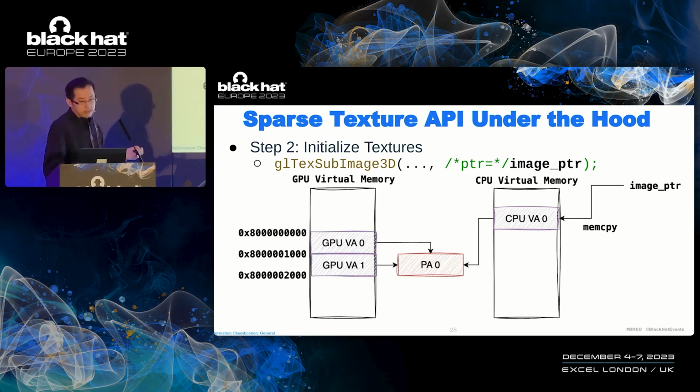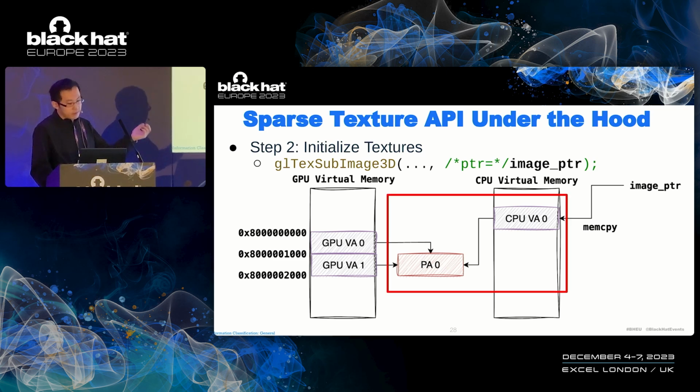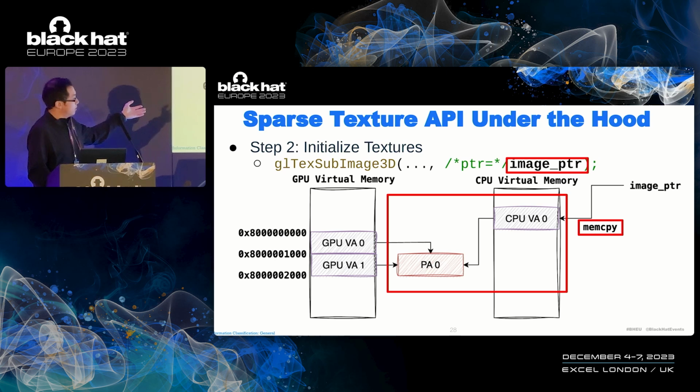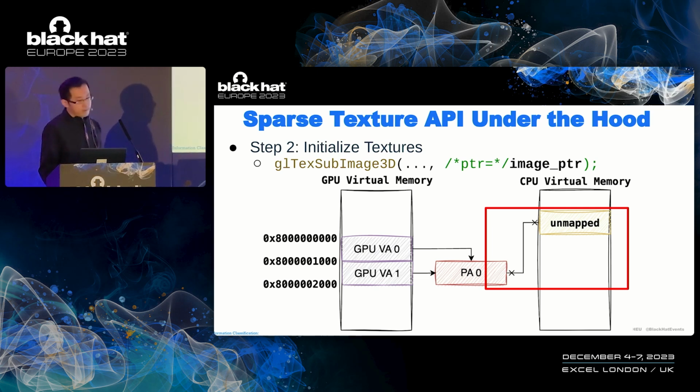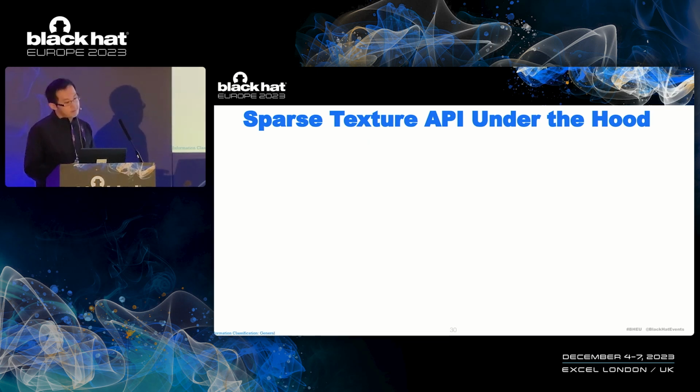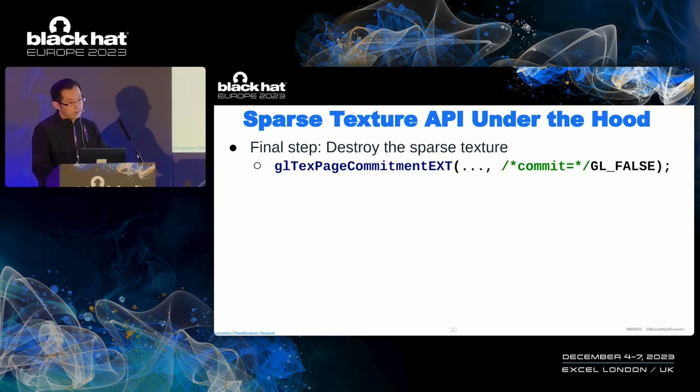What's under the hood is that the driver will map the physical pages to the new CPU virtual memory, and copying the data to the mapped CPU virtual pages is identical to copying the data to the GPU virtual pages for storing the texture information. When the copy is complete, the graphic API will unmap the mapped CPU virtual pages, as you can see here. As for the final step, we can call the OpenGL API again to destroy the texture memory. The driver will free the physical pages and unmap GPU virtual memory.